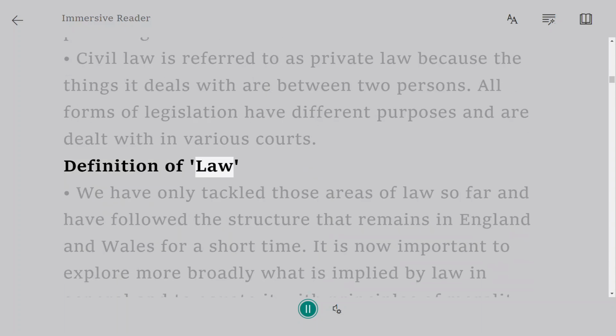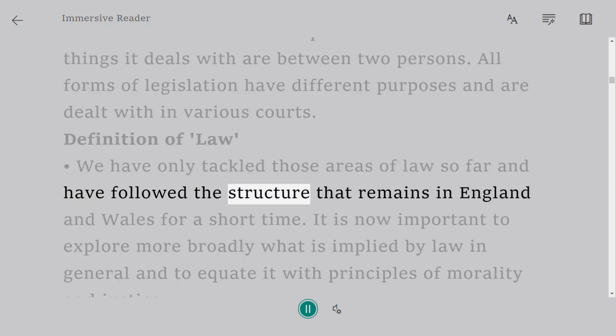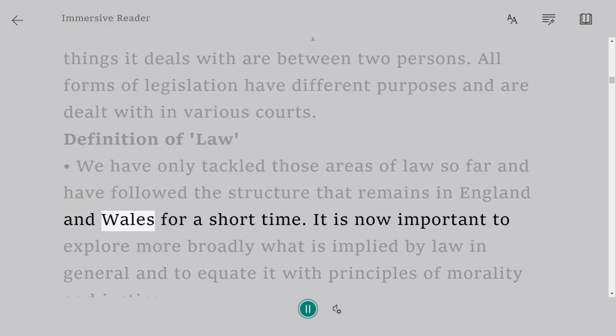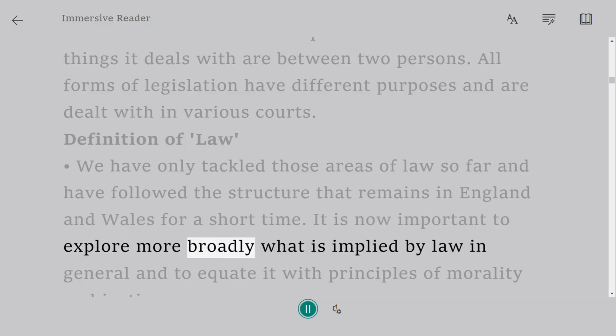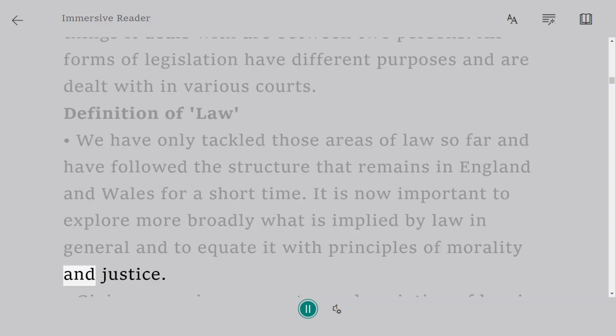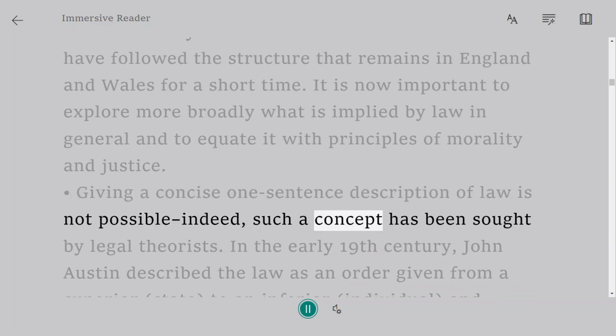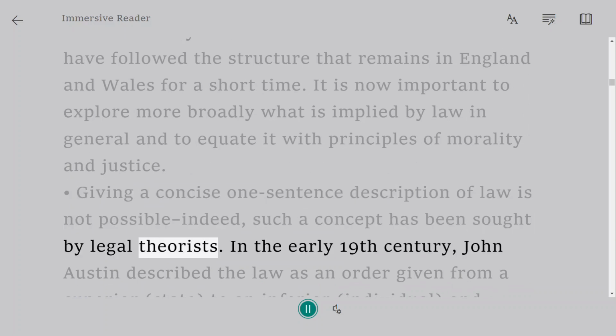Definition of law. We have only tackled those areas of law so far and have followed the structure that remains in England and Wales for a short time. It is now important to explore more broadly what is implied by law in general and to equate it with principles of morality and justice. Giving a concise one-sentence description of law is not possible. Indeed, such a definition has been sought by legal theorists.